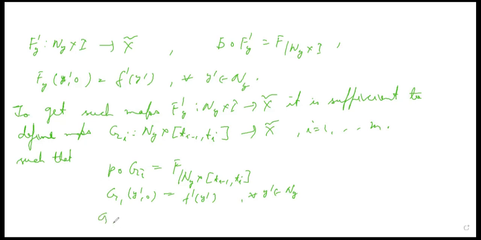and G_{i-1} (y prime, t_{i-1}) equal to G_i (y prime, t_{i-1}) for every y prime belonging to N_y and i equal to 2, 3 and so on.